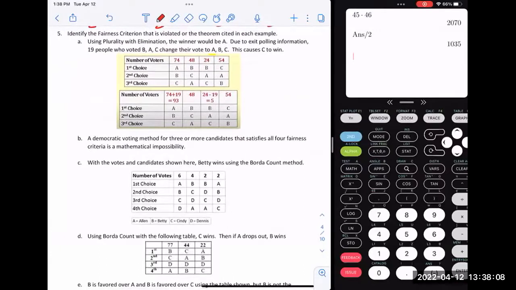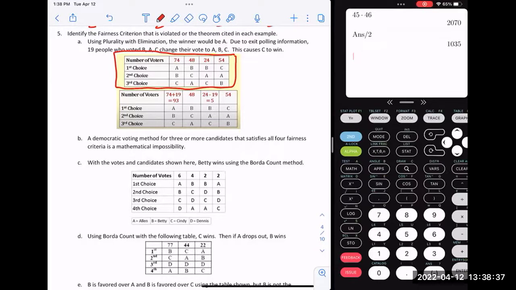All right, so part A here says using plurality with elimination, the winner would be A, but due to exit polling information, 19 people who voted BAC changed their vote to ABC, and this causes C to win. So we can see here's our original table of votes, and we had different people voting for 3 candidates, A, B, and C.